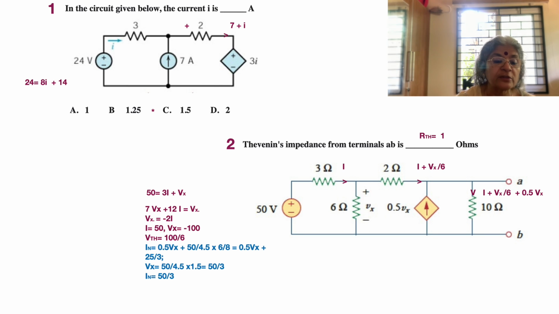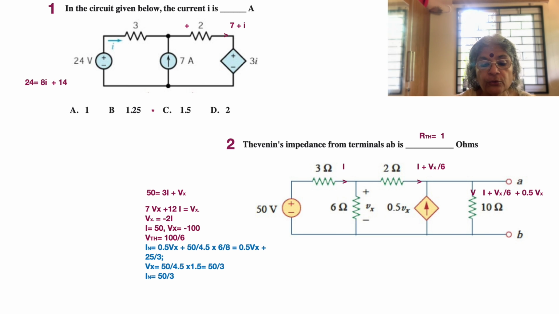So now we have two equations and two unknowns. So you can get a relationship between the two. That is Vx is equal to minus 2I. Okay, and you can also solve for them. And so we see that I is equal to 50 and Vx is equal to minus 100. There are two equations. You can solve them together like simultaneous equations, and you can see that I is equal to 50 and Vx is equal to minus 100.